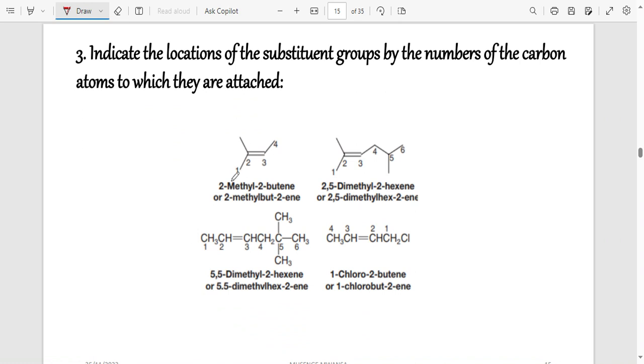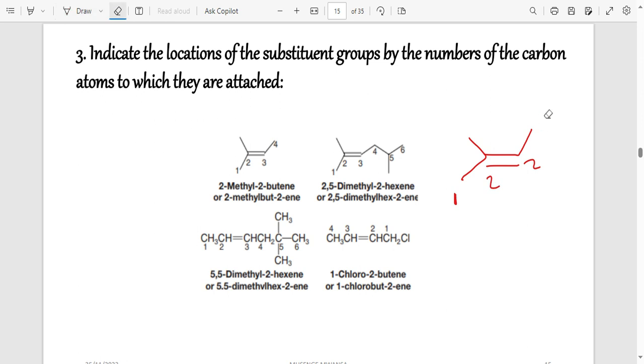So look at this one. If you want to name it, you are starting counting from... For this one, you can start. Look at the way it has been given. It's been given like this. If I start counting from here, 1, 2, you can see the top bond is at position number 2. If I start counting from here, 1, 2, it's still at position number 2.